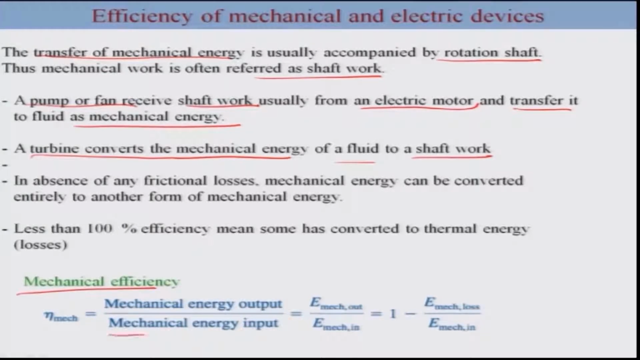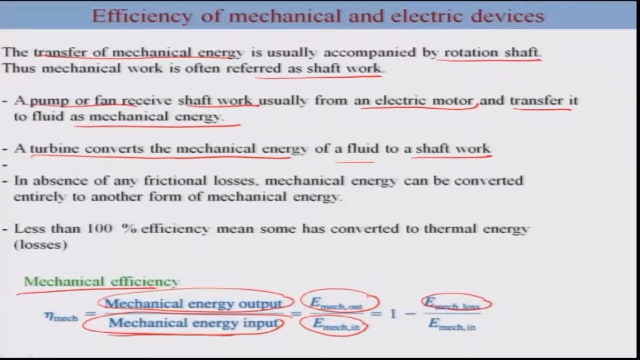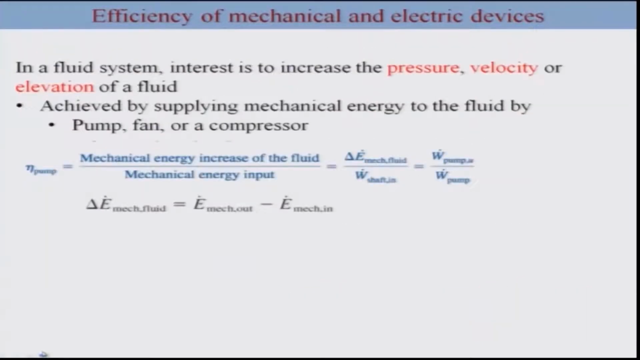This is simply the mechanical energy output divided by the mechanical energy input. You can write this in this form, E mech out divided by E mech in, and also in this form, which is nothing but 1 minus E mech loss divided by E mech in. If the loss is close to 0, then you will get almost 100% conversion. So you can convert one mechanical form to another mechanical form theoretically at 100%. Further, we can look in a little more detail at the case of pump and turbine.